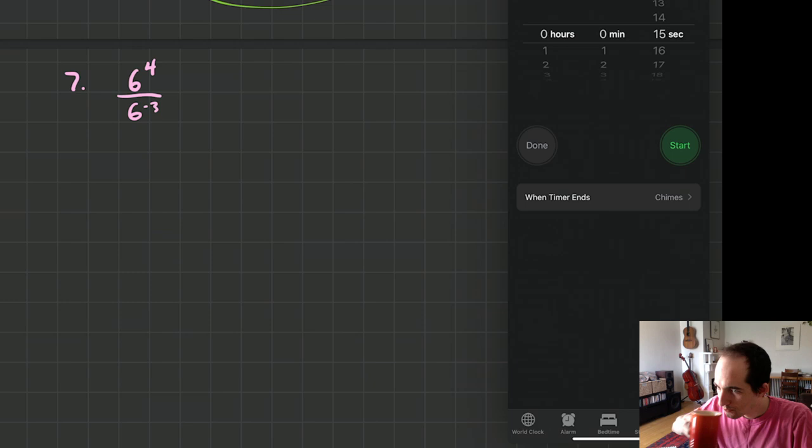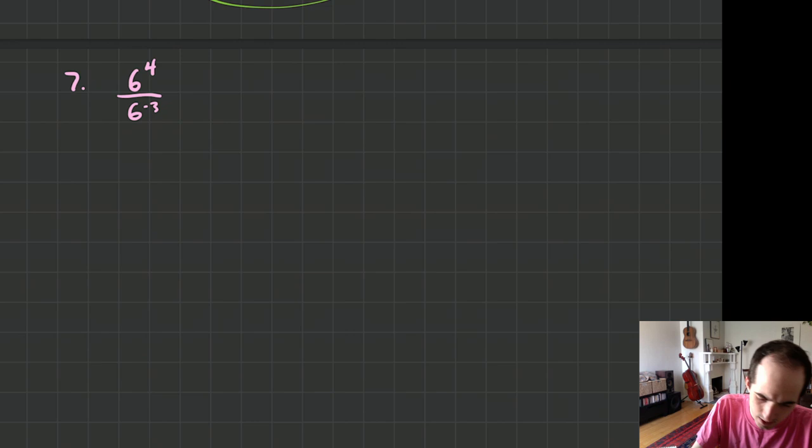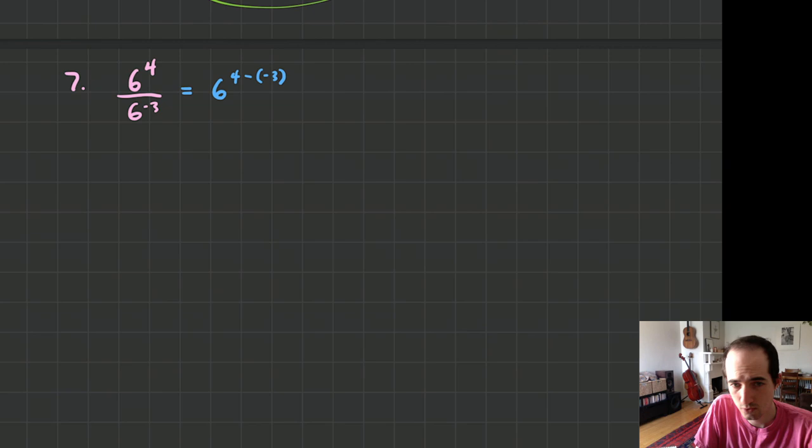Okay, 15 seconds is up. Okie dokie. So, this one, if we wanted to, we could make up some kind of convoluted reason about how the negatives on the bottom are positive, but what I'm going to say is this is just equal to 6 to the power of 4 minus negative 3. And as long as we understand how integer subtraction works, I think we're fine. So this is going to be 6 to the power of 7. Okay.